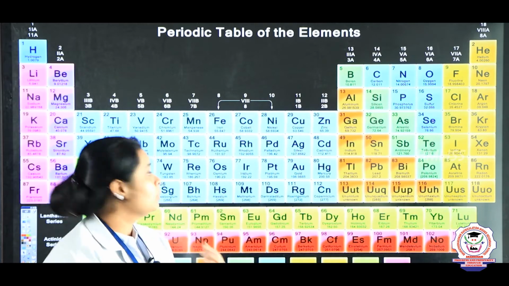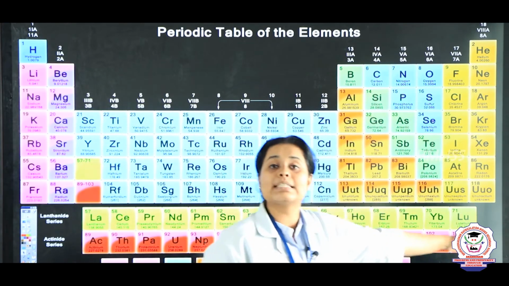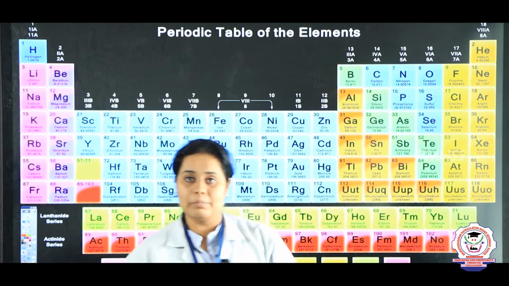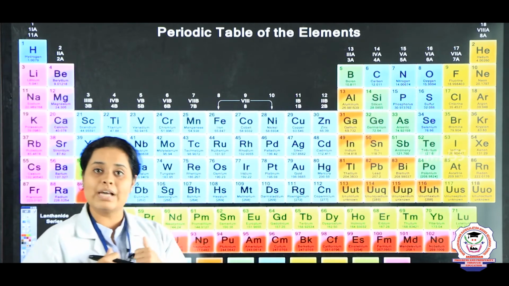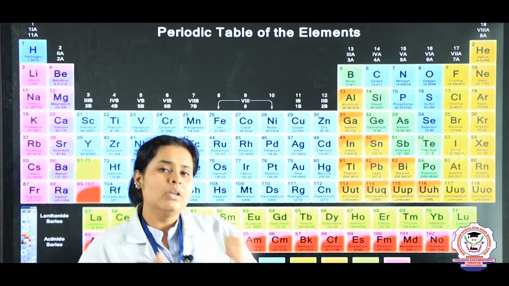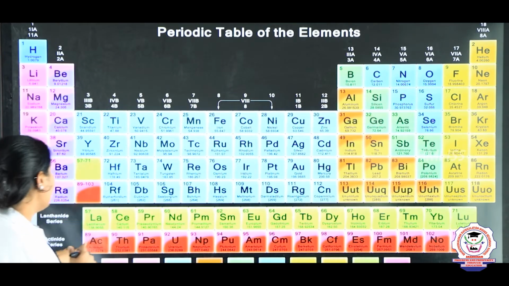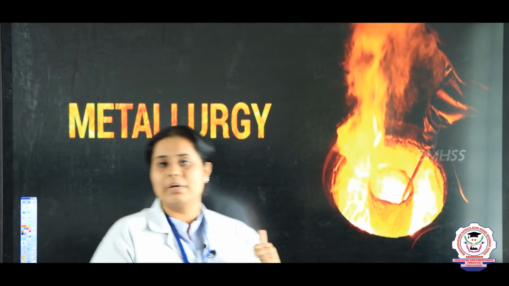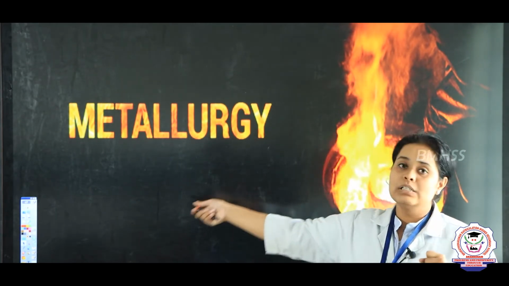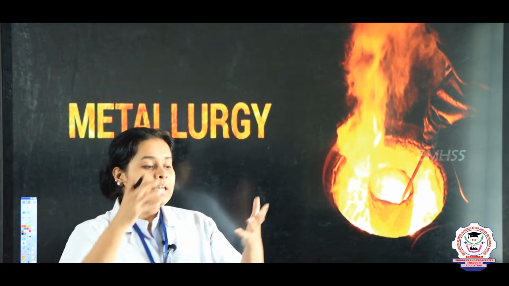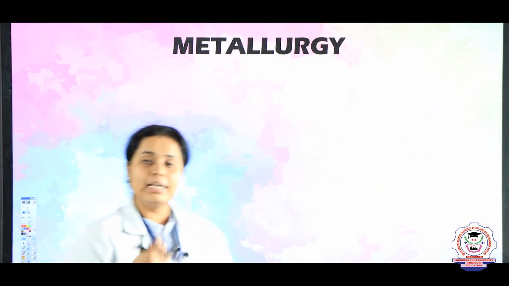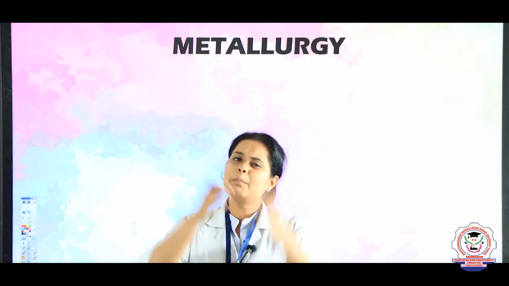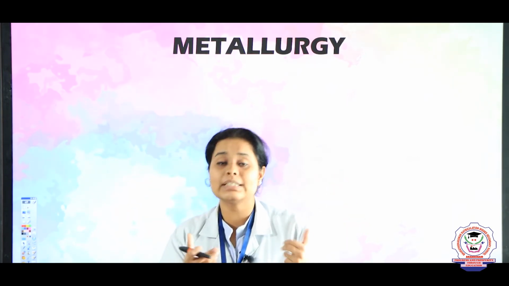So students, we also know that the corner, or you can call it the 18th column, is the noble gas elements, right? Today we are going to see an interesting topic. In that we are going to identify a metal from its ore. So what is ore? You won't be knowing that. Let's see what the topic is. The topic today is metallurgy. Metallurgy is a word which means taking out the metal from its ore. Ore means the presence of some unwanted impurities in your metal.